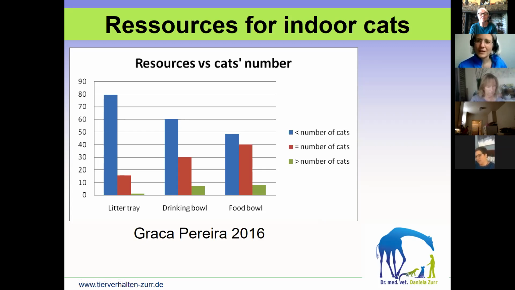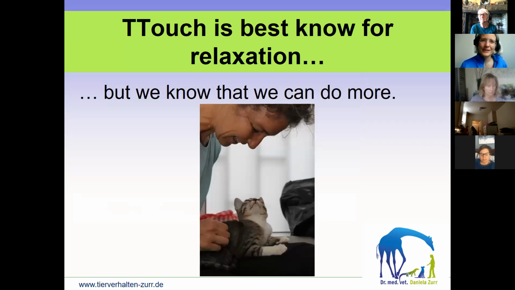But cats are not group hunters as wolves or maybe dogs in former times have been. Cats are single hunters, so they don't want to share food. They may sit together and eat from one food bowl because they have to, but this has nothing to do with I want to. It's just if I have to decide between staying hungry and eating next to the other cat, they will do that, obviously. And obviously with TTouch, we can do more than relaxation.